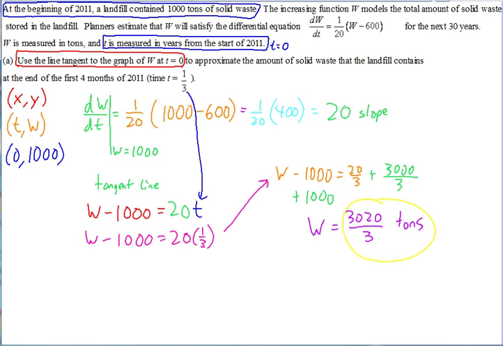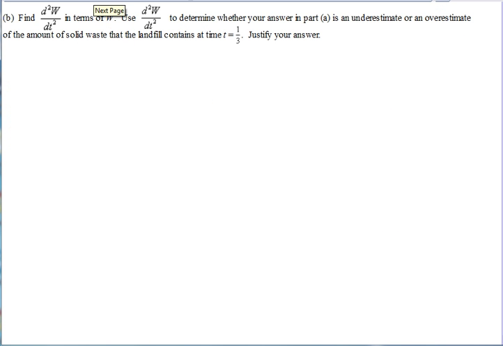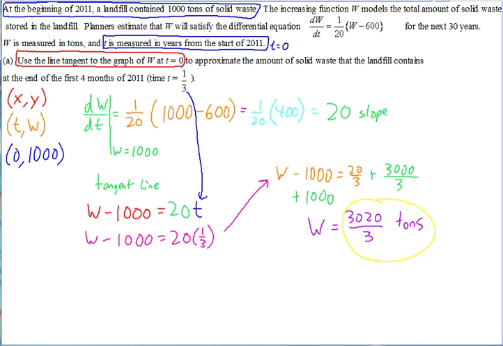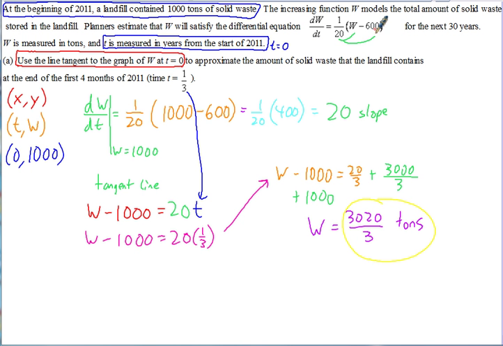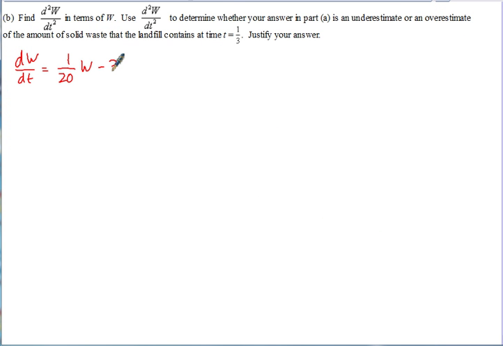And then in part B, it says find the second derivative in terms of w. So we had our first derivative here. The only thing I'm going to do here to make it easier to find the second derivative is distribute out that 1/20 to both of those. So the first derivative, dw/dt, is 1/20 w, and then 1/20 times negative 600 would be negative 30, since 20 goes into 600 thirty times, so minus 30.